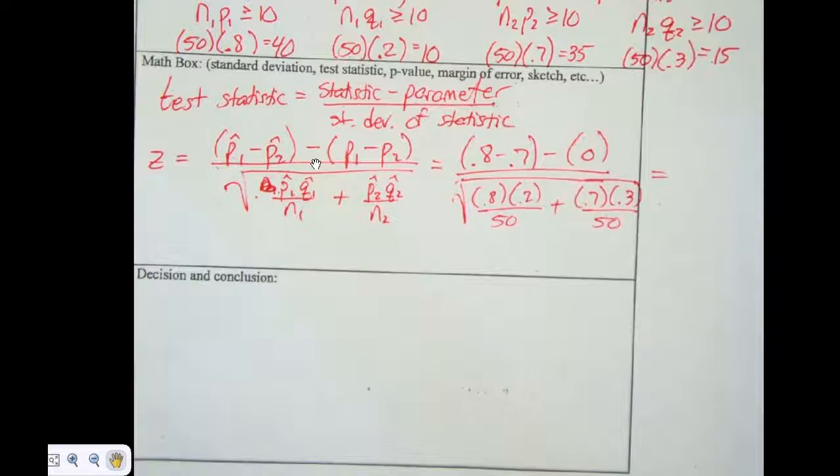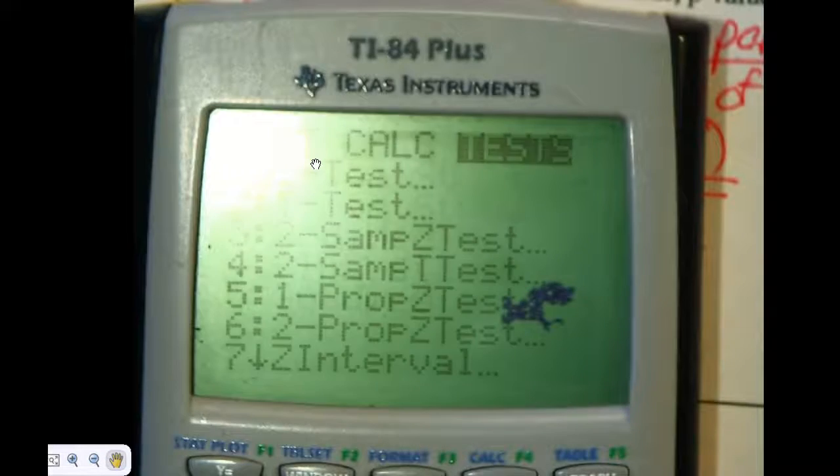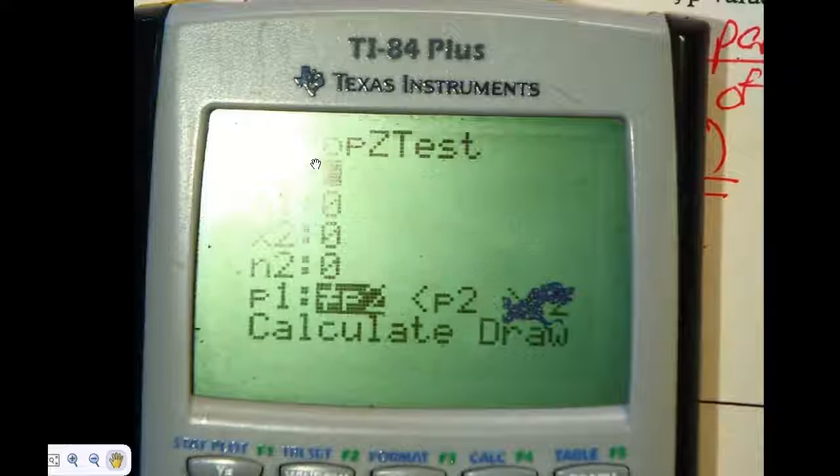Switch your batteries. Some of you are starting to get it, go ahead and do it. That's cool. It's 2 proportion z-test is the one you want. So stat test, same place all the other ones are. And then number 6 is the 2 proportion z-test.